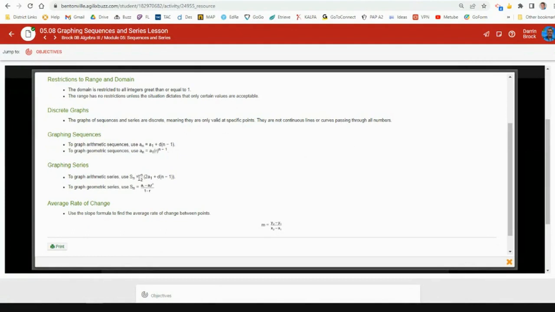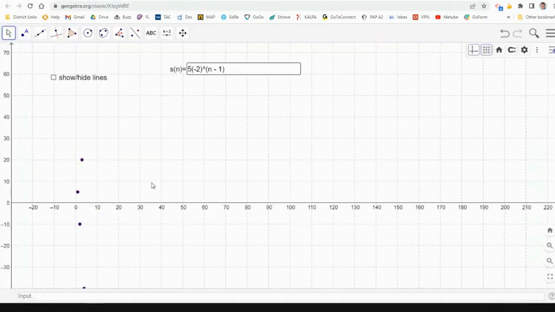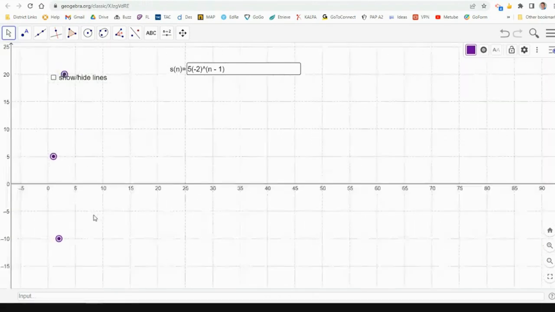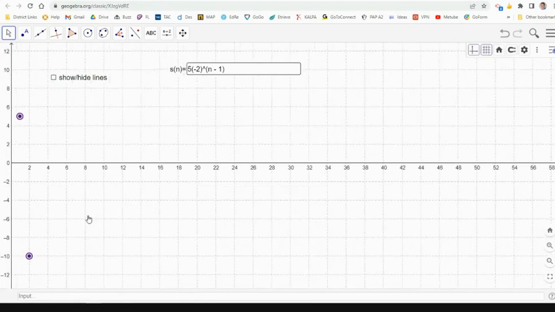And then the graph of a series is different. We can still find the slope, or the average rate of change, between 2 points using our slope formula. It has the slope formula there in case you've forgotten it. If we need to know the slope between n equals 1 and n equals 2, we can do that using the slope formula.